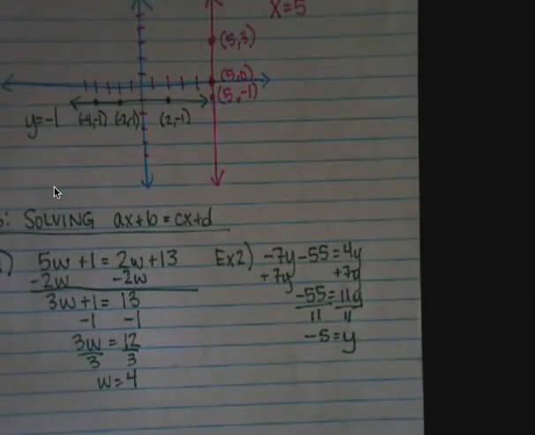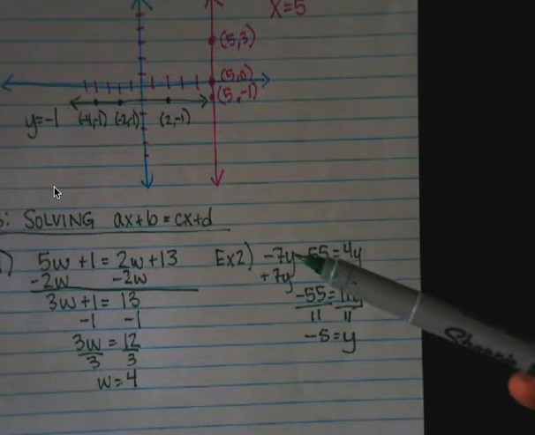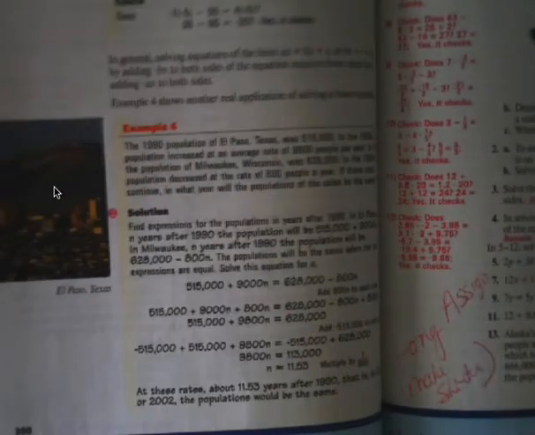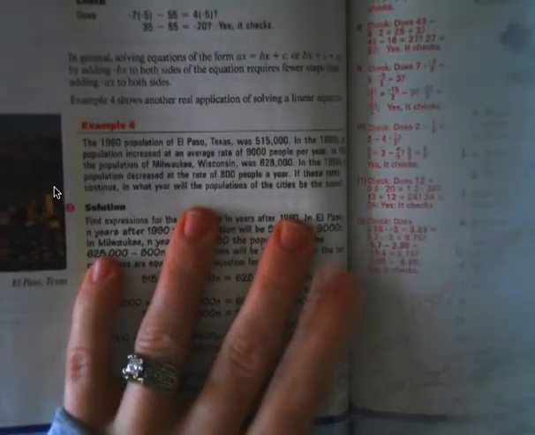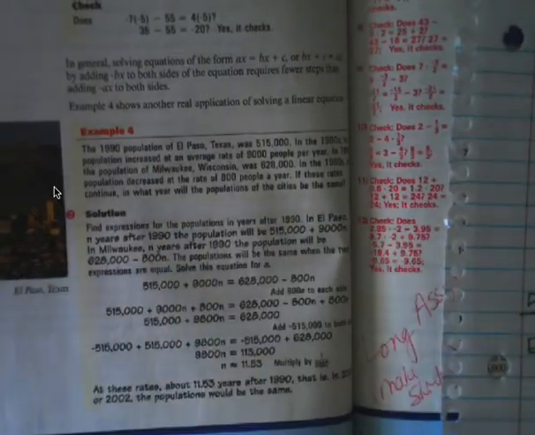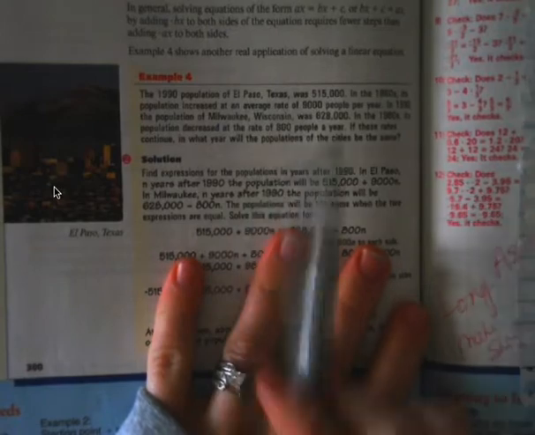Okay, so that's what equations look like with variables on both sides. I'm actually going to look at an example from your book that is on page 300. So this example 4 here, again, I always talk about how we're unfortunately not going to just have to solve random equations, we're probably going to have to write the equations before we get to solve them, so I think this is a good problem to practice that.